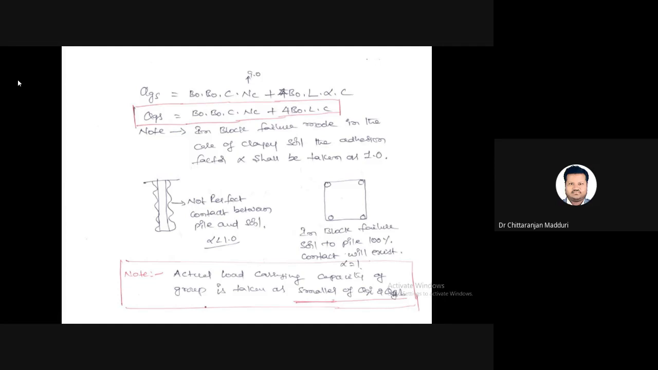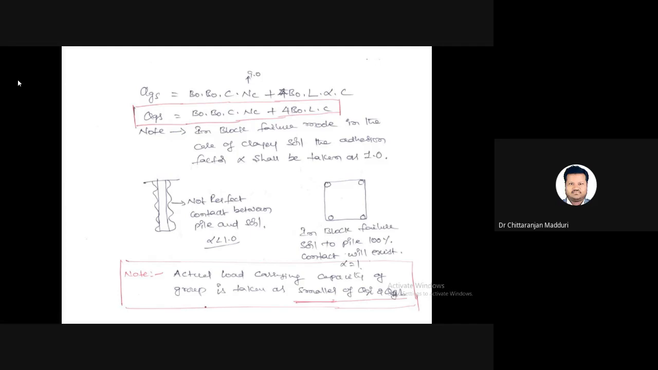If there is no perfect contact between pile and soil, alpha is less than 1.0. So in block failure, soil to pile 100% contact will exist. It is assumed that soil and pile 100% contact will exist, and alpha equals 1. So we need to calculate the pile capacity by considering individual pile failure. We need to calculate the pile capacity by considering the block failure. Then the smaller of these two is known as the ultimate load carrying capacity of the group of piles.